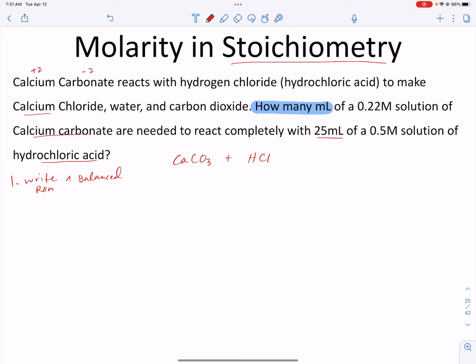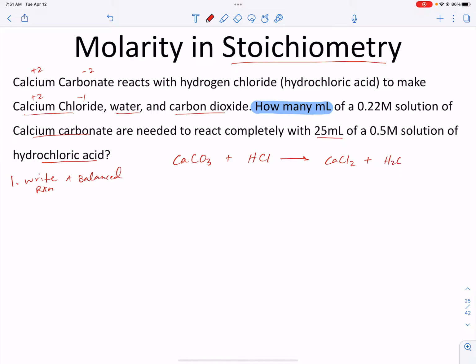So now here are my products. I have 3 products I need to write. So I'm going to draw my arrow. Calcium chloride. Calcium is a +2. Anybody remember what chloride is? As though you guys can tell me. -1. So I'm going to need 1 cation, and I'm going to need 2 chlorides. So it should be CaCl2 plus water.